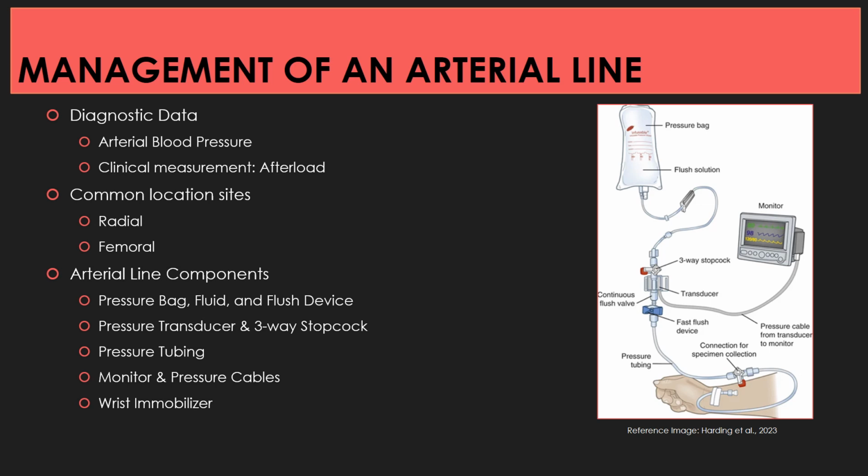Arterial lines use a pressure measurement system. So we need a pressure bag. There's a fluid bag that goes in the pressure bag. We need a transducer with a three-way stopcock. There's a little flush device at the bottom of that. We need pressure tubing. We obviously need the monitor and the pressure cables. And then if the patient has a radial ART line, we use a wrist immobilizer to help protect the ART line and stop the patient from bending at the wrist.